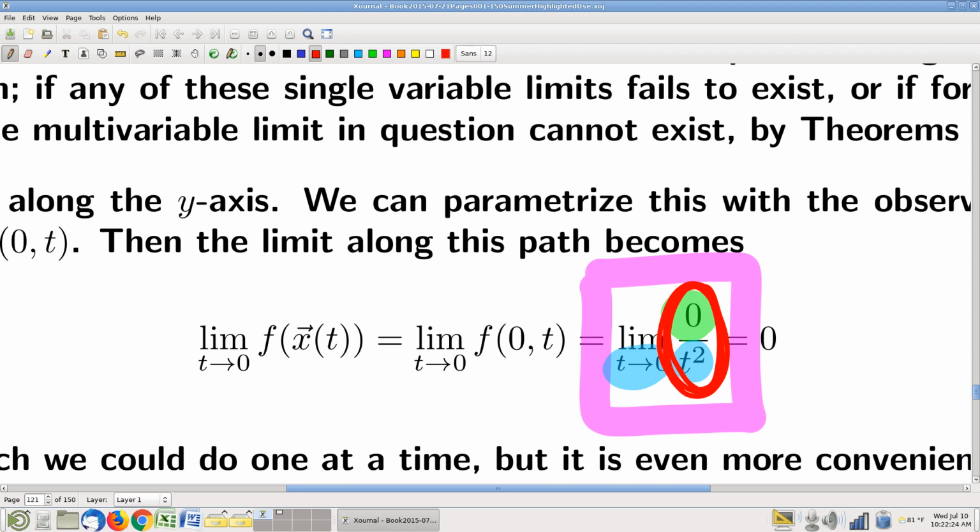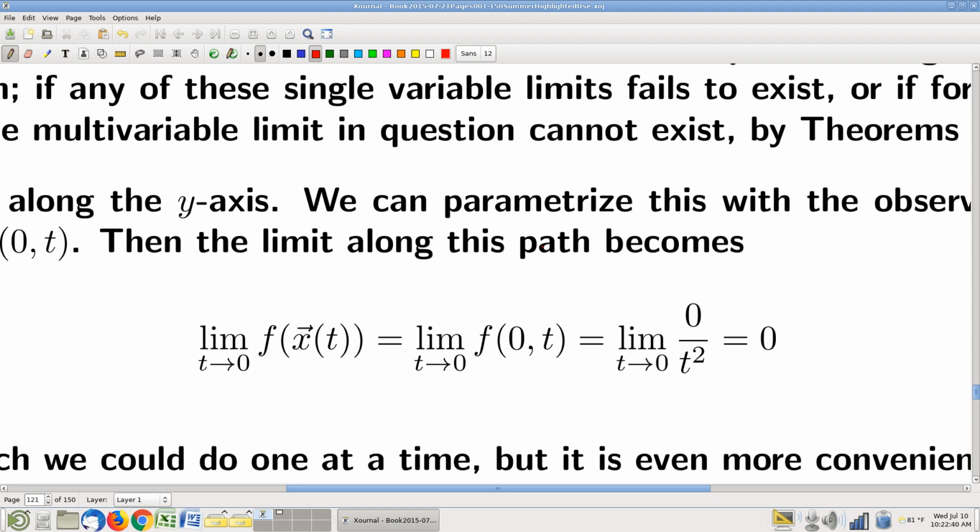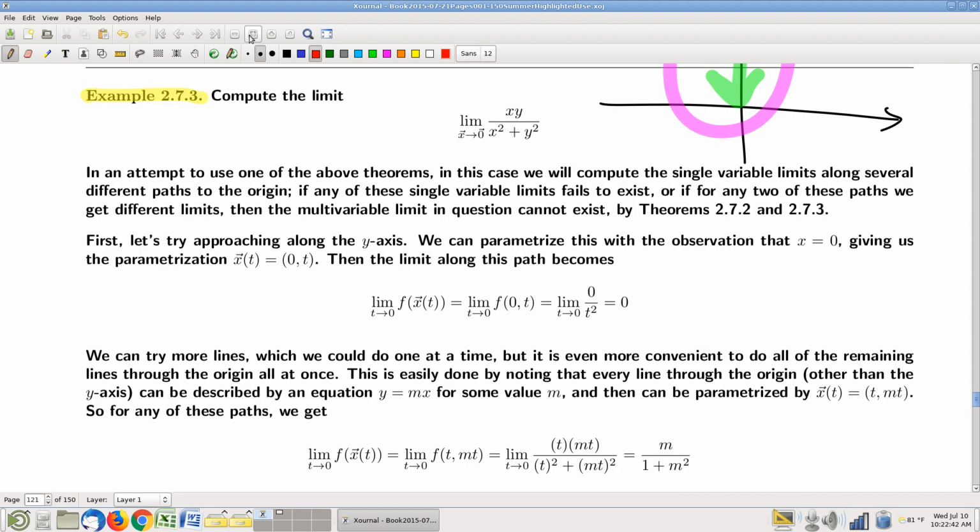So again, make sure to brush up on these ideas and think it through. If you can't reliably and validly manipulate the resulting single variable limits, then the foundation for you being able to do multivariable limits is shaky. Okay. All right. Okay. Now, do we have a contradiction?